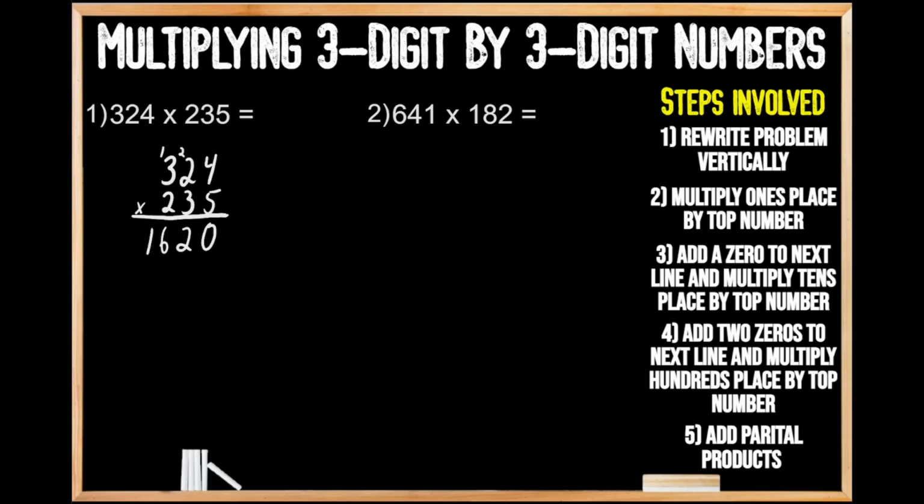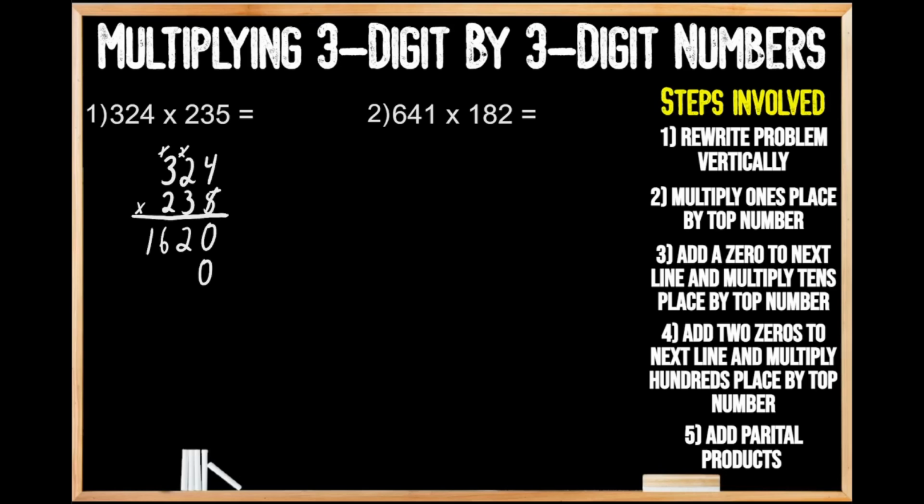So now before we move on to step number 3, we're going to put a line through the 1 as well as through the 2 and through the 5 because we're done with them. So now we're going to be multiplying by our tens place, or 324 times 30. So the first thing we're going to do is add a 0 to the line down below to show that now we're multiplying by our tens place, and then we're going to start multiplying.